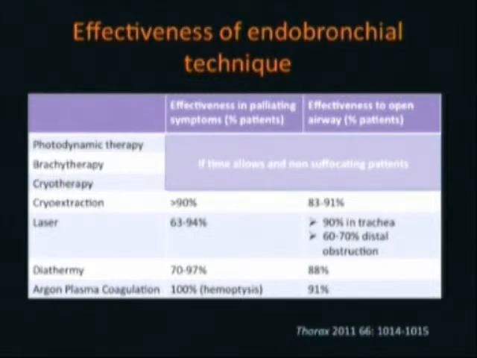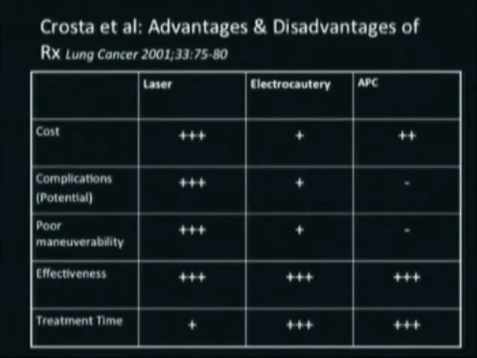The first 3 therapies cannot be used emergently. Okay, so if somebody is suffocating, you need to use laser, diathermy, or argon plasma coagulation. And this is to summarize the difference between laser, electrocautery, and APC.